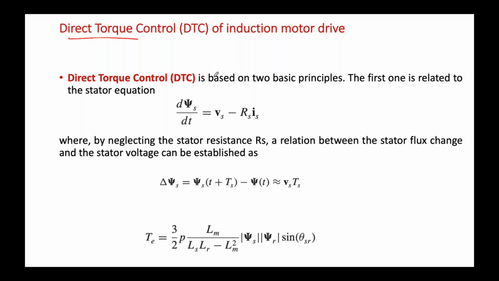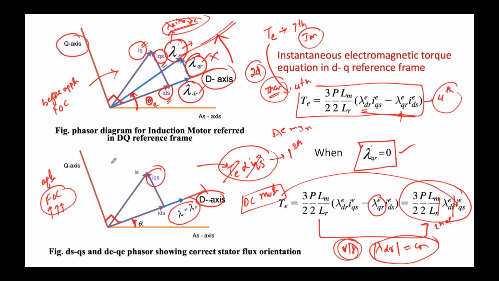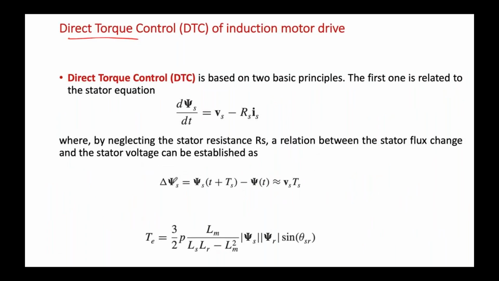Now come to this method. By using this method, we can control the torque as well as the flux directly. But in the previous method, we tried to control the flux by using the IDS component and the torque by using the IQS component. This is basically called the field orientation method. It is a current control method. But direct torque control is called a voltage control method. By choosing the proper voltage vector, we can control the flux as well as the torque. That's why it is called the direct torque as well as direct flux control method.